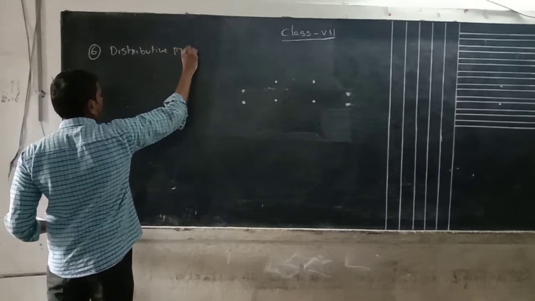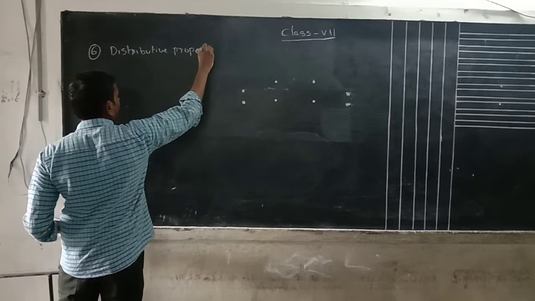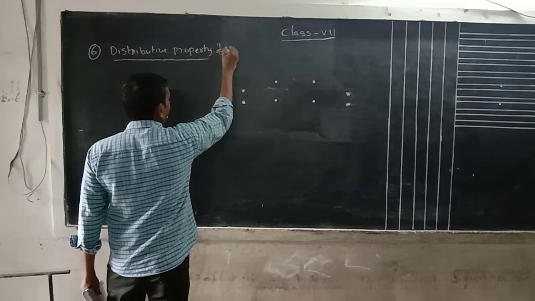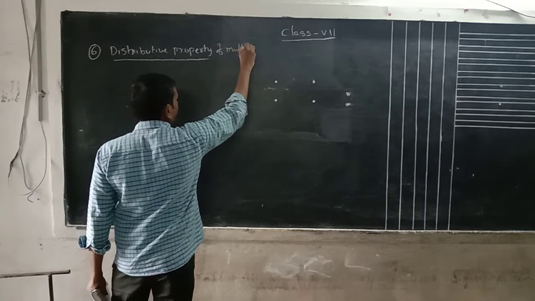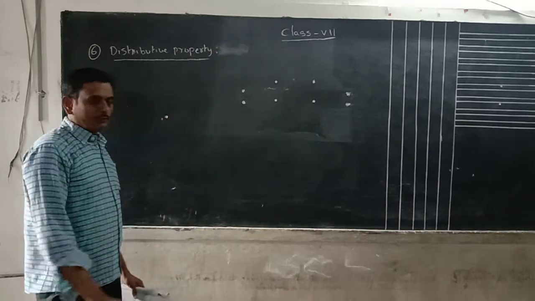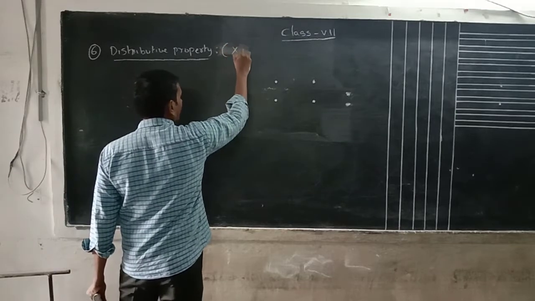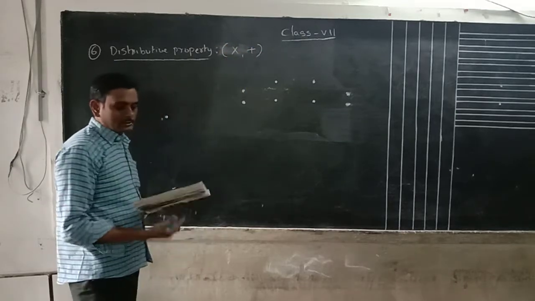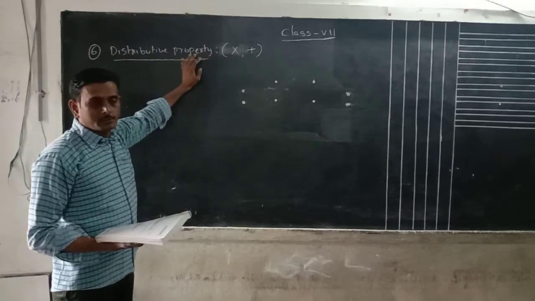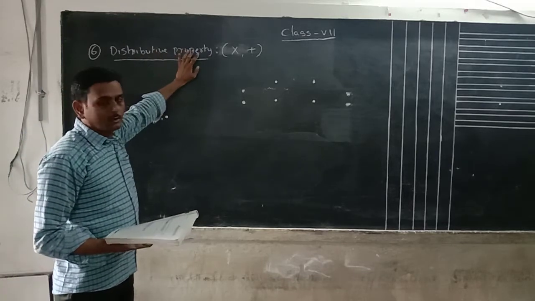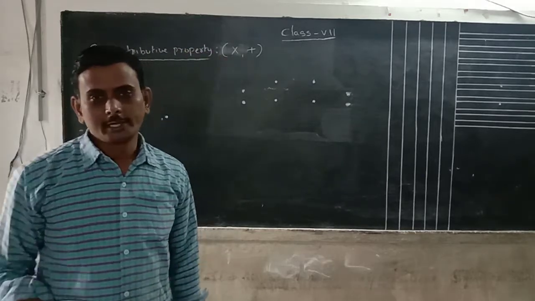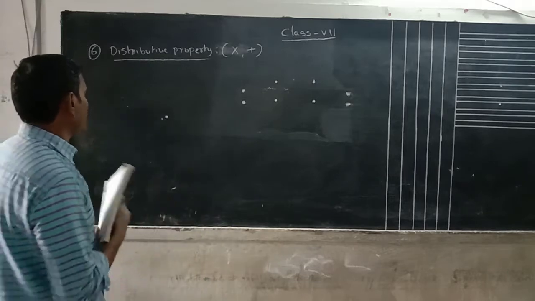Distributive property. We have to remember the distributive property of multiplication over addition. We use two symbols, the multiply symbol and the addition symbol. That is why we call it the distributive property of multiplication over addition. What is the distributive property?